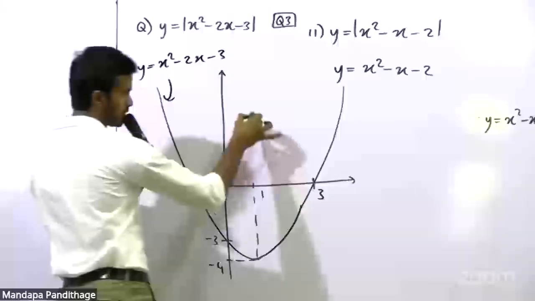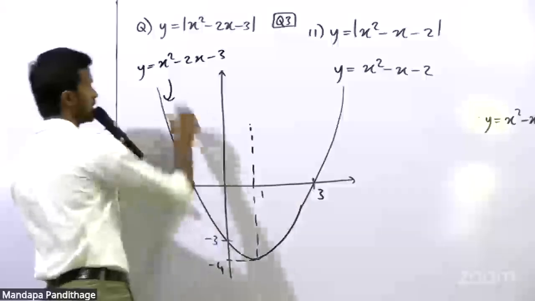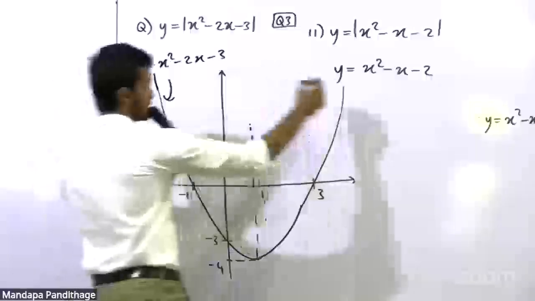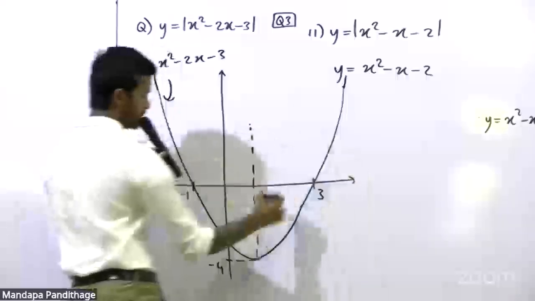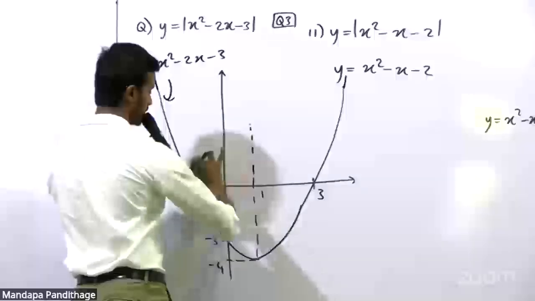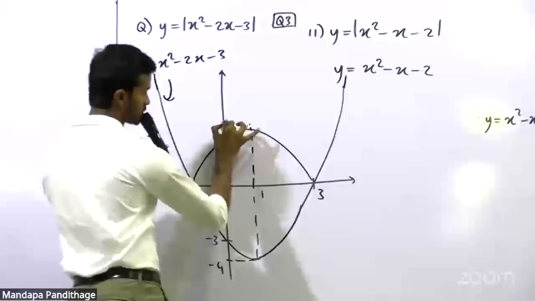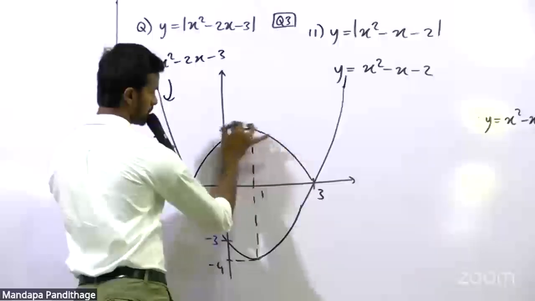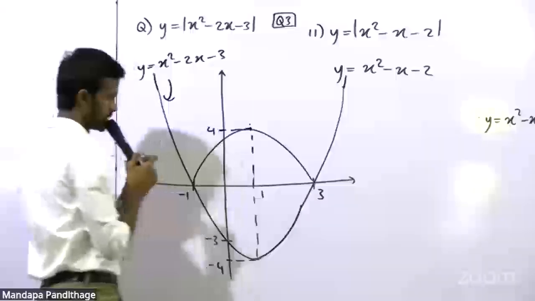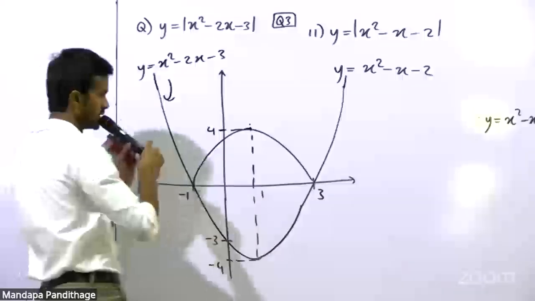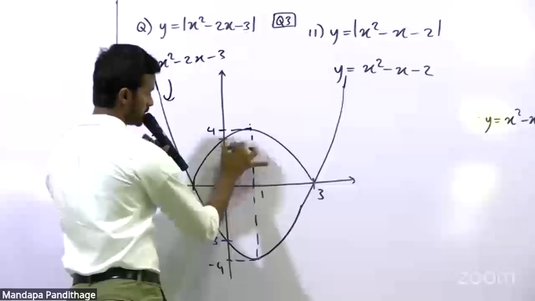So when you want to find the modulus of this quadratic, what you have to do is mirror this one to the positive side, where minus 4 becomes plus 4, and even minus 3 becomes 3.